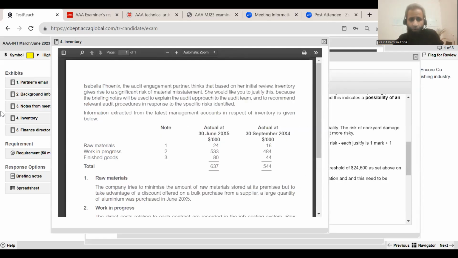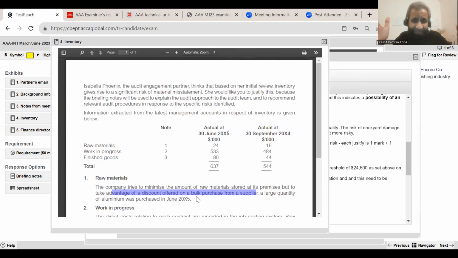You go back to note number 1. The reason for the increase is given. The company tries to minimize the amount of raw material stored at the premises, but to take advantage of the discount offered on bulk purchase from the supplier, a large quantity of aluminum was purchased in June 20x5. So just to get the benefit of the discount, you purchased a large quantity of aluminum in June 20x5, which is the year end of the company. So just at the year end, you purchased bulk raw material.